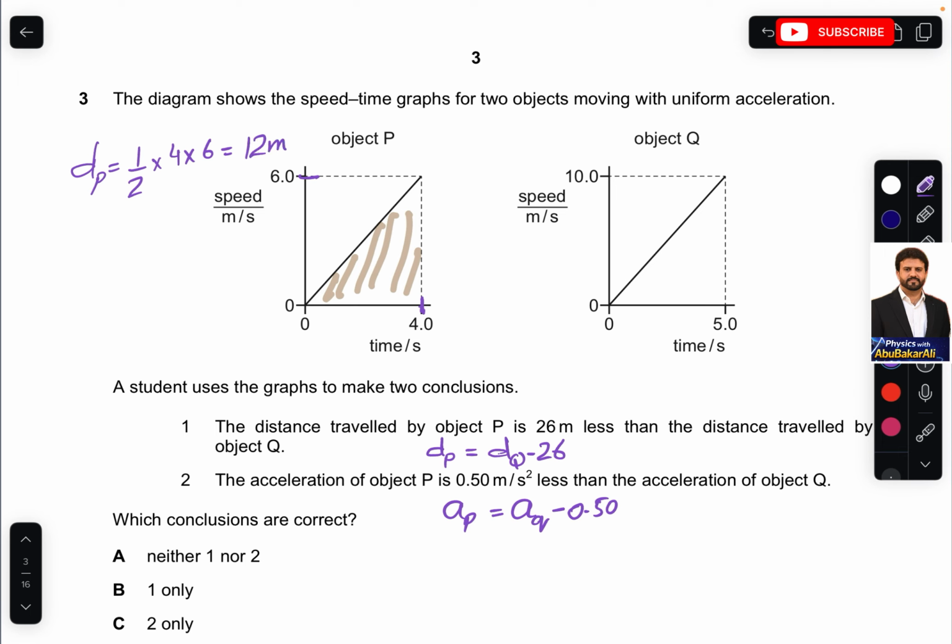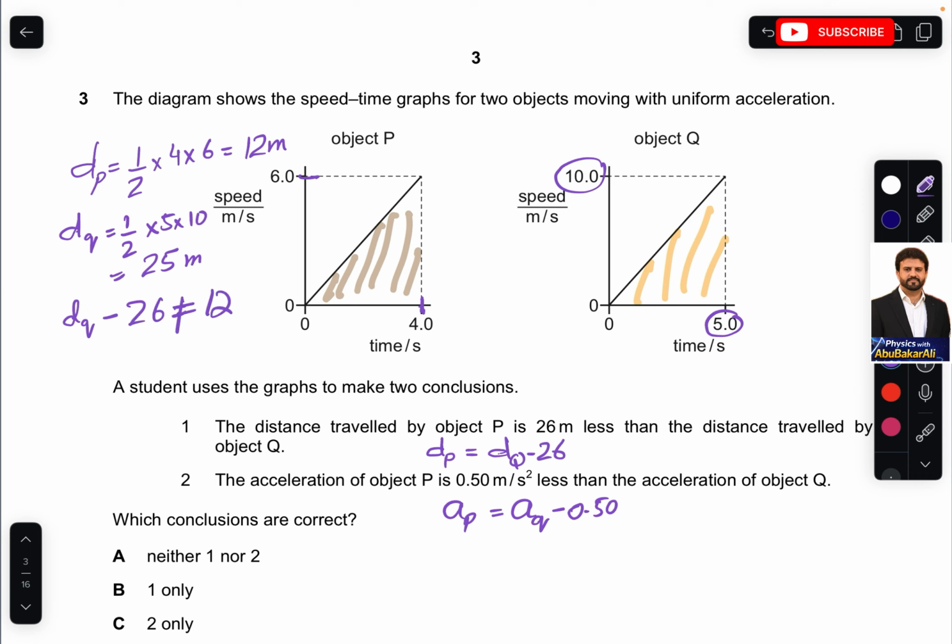And when I check the distance for Q, this will be equals to 1/2 base into height. Base is 5, height is 10. 1/2 into 5 into 10, that will give you 25 meter. So if you compare, if I do dQ minus 26, this is not going to be equals to 12 because dQ is 25. So this thing is wrong. Okay, now let's check this second claim.